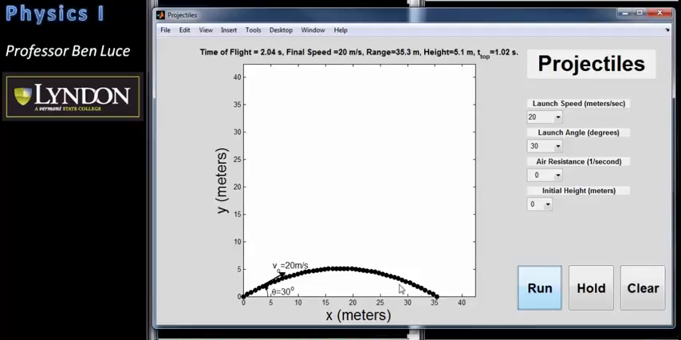And finally, we might like to know the speed with which the projectile lands. And in this case, according to what's written up here, the projectile landed with a speed of about 20 meters per second, which you'll notice was equal to the initial speed. And that's what happens when we have a projectile that lands at the same altitude that it was launched with.